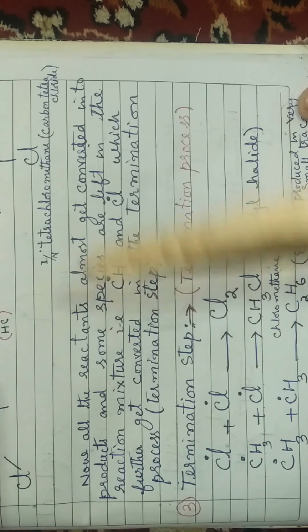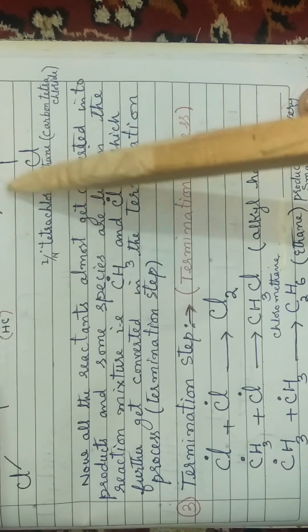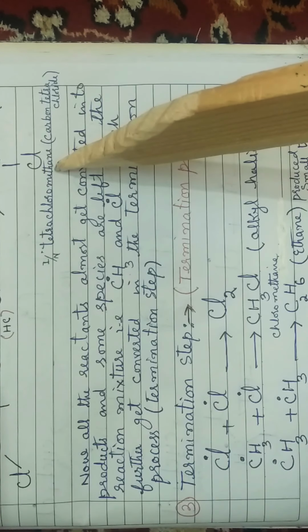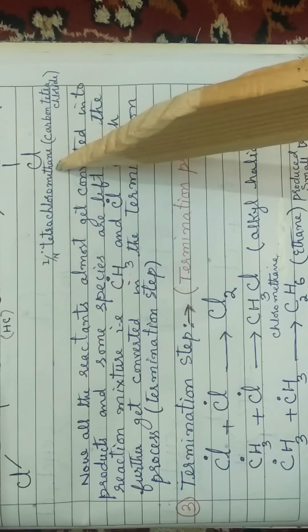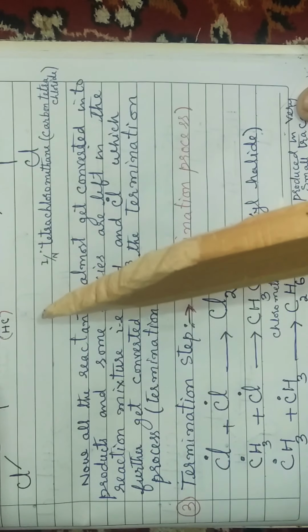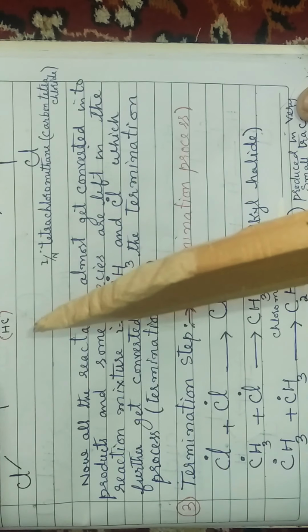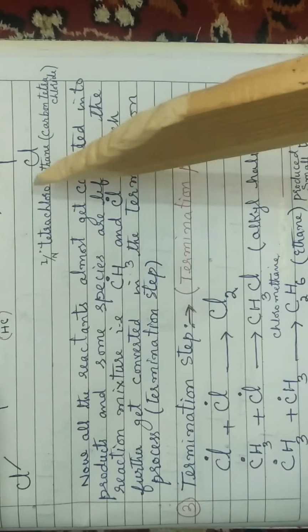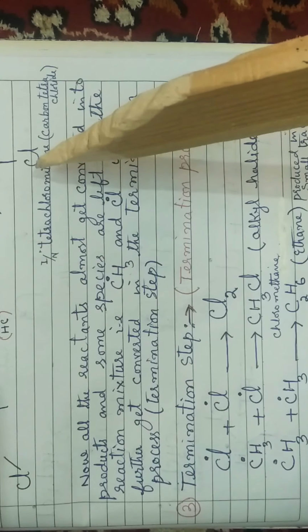Dear students, here you can see this is the final product, CCl4. This is not our desired product, because as I already told you, in this halogenation process we cannot get the desired product. We are supposed to get haloalkane, but the reaction does not stop there, and it proceeds further and forms a product which is not our concern.